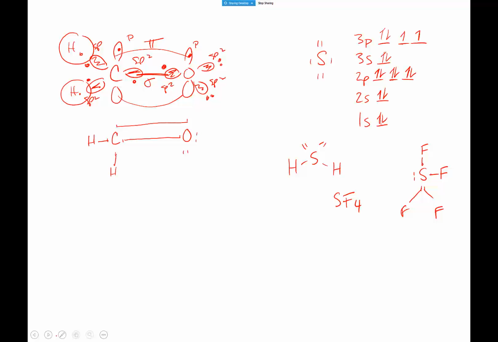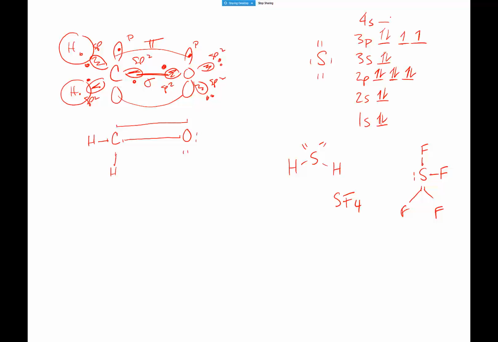So 1, 2, 3, 4s, and then the sulfur on the other side is 4p's. So what's directly above the 3s for 3p? 4s. So here's what I'll do. I'll kick one of the 3p, I'll kick this electron from the 3p up to the 4s.